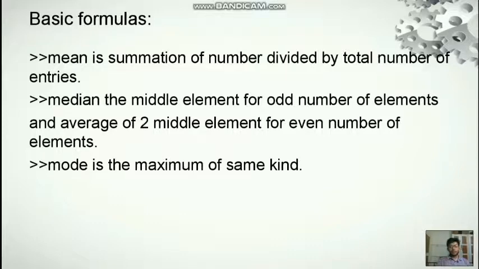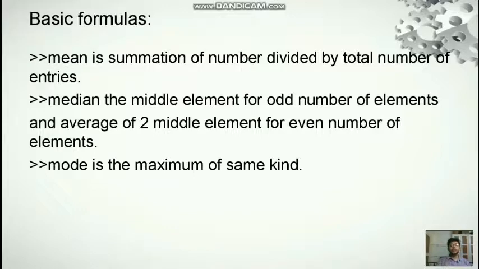But in case the number of entries is even, not odd, let's say the given entries are 2, 4, 3, and 5. In that case, what we usually do is add the middle two entries, that is 4 and 3, and take the average of them. So it will be 7 divided by 2, that is 3.5.